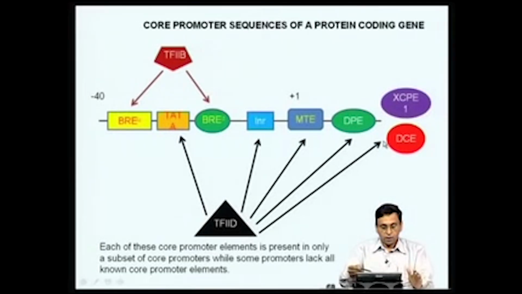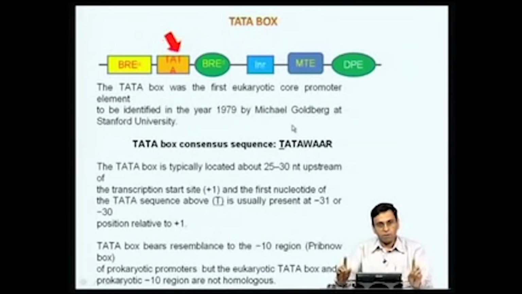What has also been shown is that there are many promoters which do not contain any of these core promoter elements, suggesting that there may be still unknown core promoter elements yet to be discovered. So the story is still ongoing. As and when we analyze more and more genes, maybe more novel core promoter elements will be discovered, but so far this many core promoter elements have been discovered. Now, let us go one by one and see what is known about each of these core promoter elements.